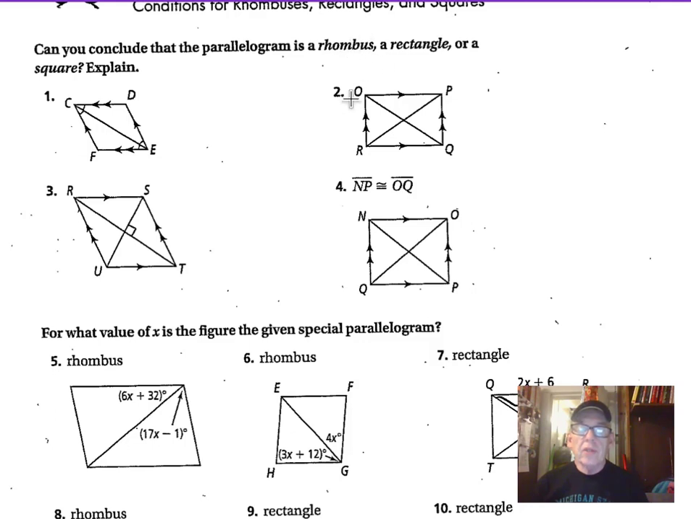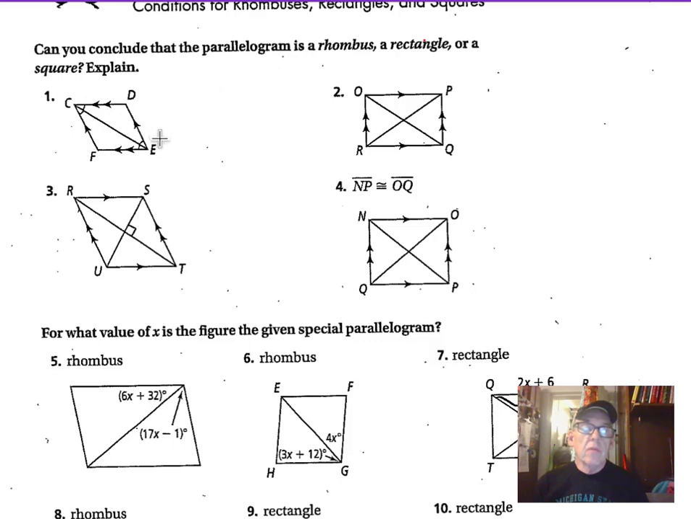Diagonals are perpendicular bisectors of each other. Also, the diagonals bisect the vertex angles. A rectangle is a parallelogram with a right angle, and its diagonals are congruent. And a square is a rhombus and a rectangle. So it has all the properties of a rhombus, and also all the properties of a rectangle. So let's see. It's not a rectangle or a square.